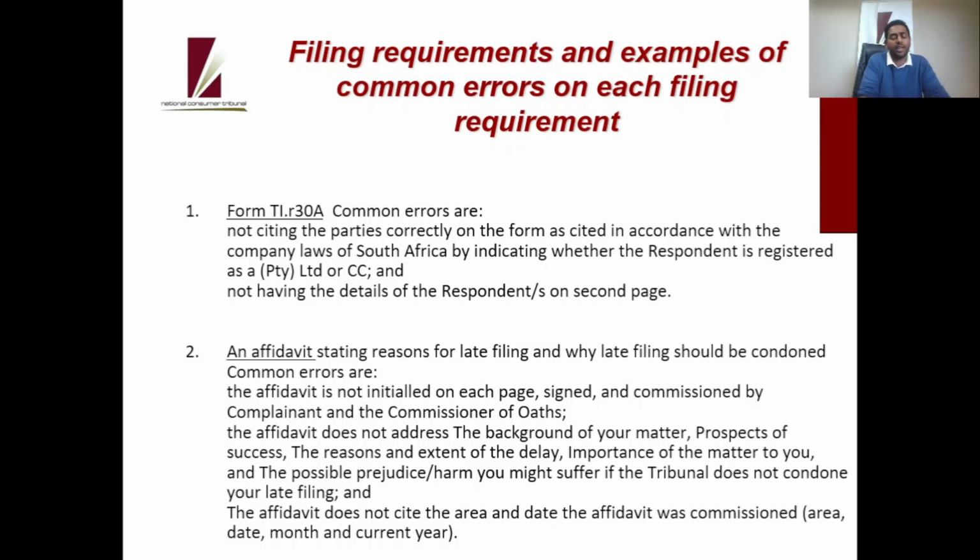An affidavit, so a condonation affidavit. If you're filing late filing of an answering affidavit, you need two affidavits. You need the answering affidavit plus the condonation affidavit. Why are you filing the affidavit? It's because you need to state why you are filing late. Why should we condone it? What is the importance of the matter to you? On a balance of probabilities, what is the prospect of success for you in this matter? Things like that are important to be addressed in your condonation affidavit.